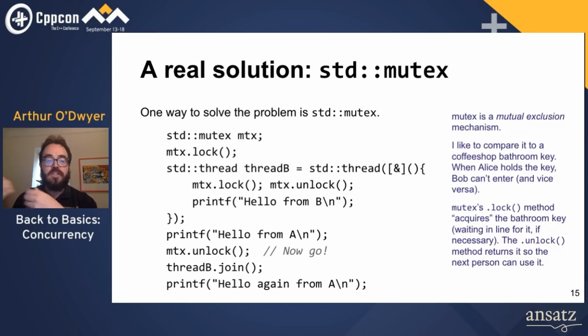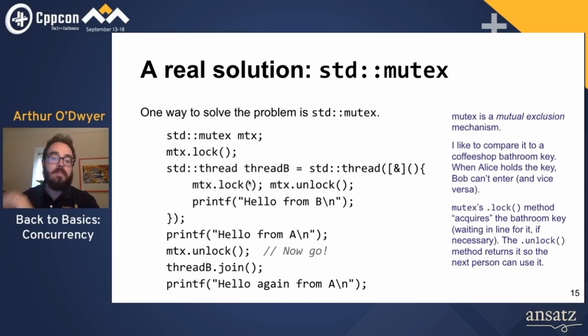So here's what we do. We make one key, mutex, MTX, and thread A locks it. Now thread A holds the mutex. Thread B, then, we start it running. But the very first thing it wants to do is lock that mutex. So it will now have to wait. It's now in line outside the bathroom and it is waiting to get that key. So it's blocked there. Meanwhile, that's what that other thread B is doing.